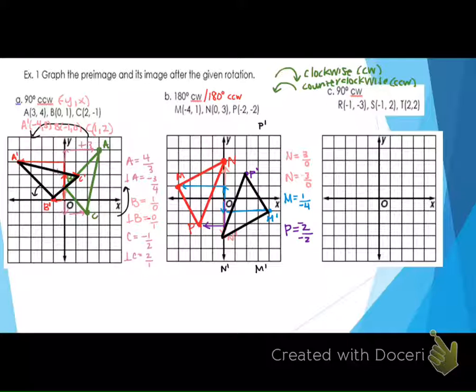90 degrees clockwise is the same as what? Can somebody tell me what that would be the same as, 90 degrees clockwise? How many degrees counterclockwise would that be the same? 270 degrees counterclockwise. Oh, we didn't discover the rule on the other one. Sorry, guys.